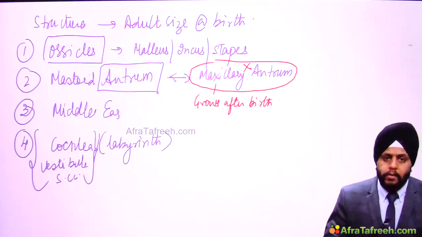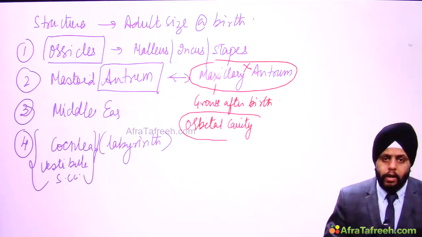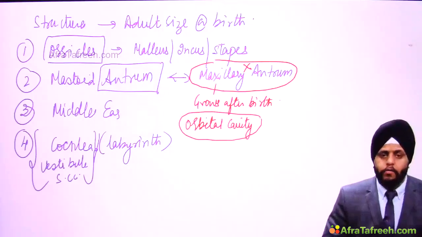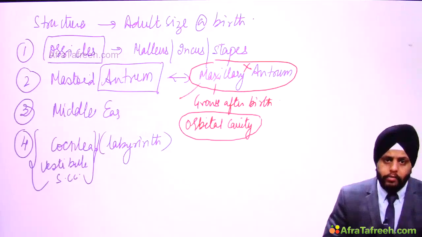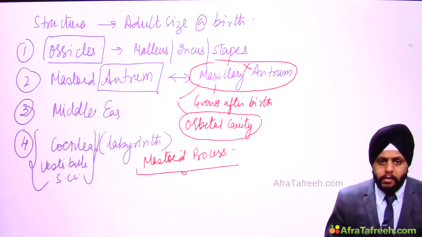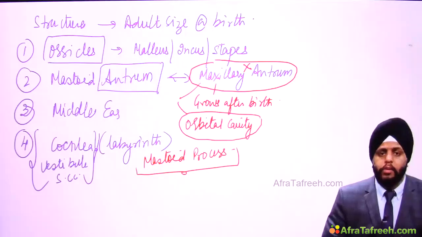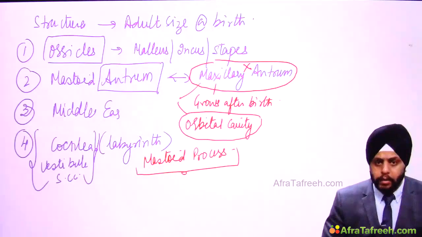Okay, anything else? Orbital cavity. Again, this grows after birth. All right. So these are the choices that are given in the question, and these are not of adult size. The mastoid process, of course, is not even present. We have already discussed that it appears 6 months after birth and grows till 18 to 19 years of age. So that is also not of adult size at birth.